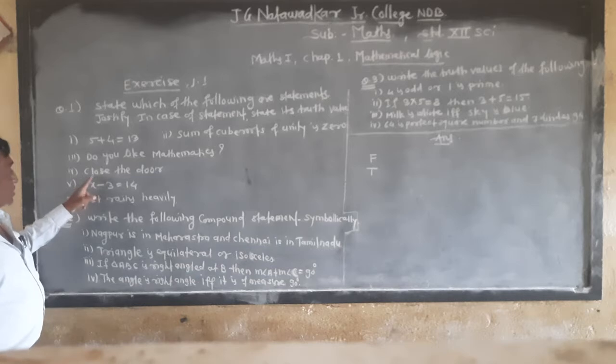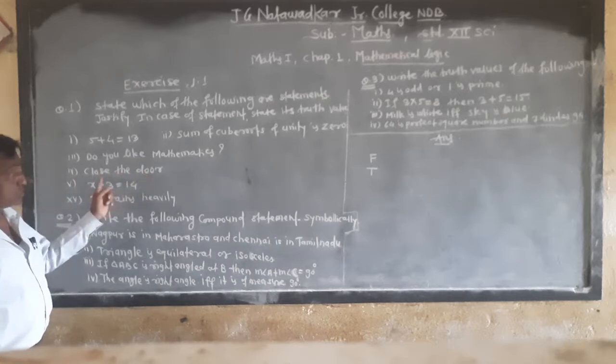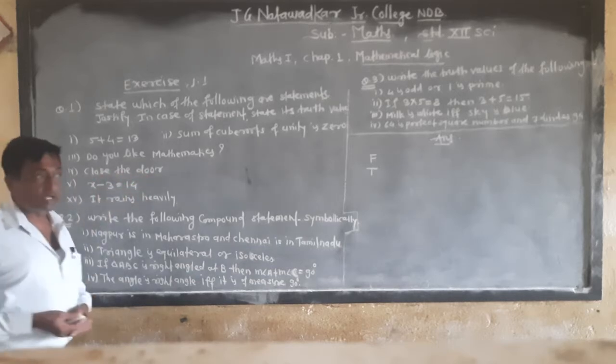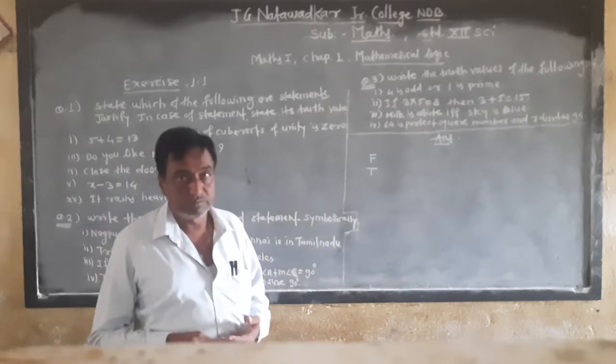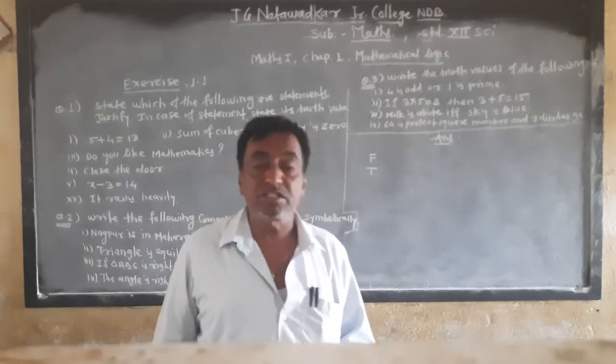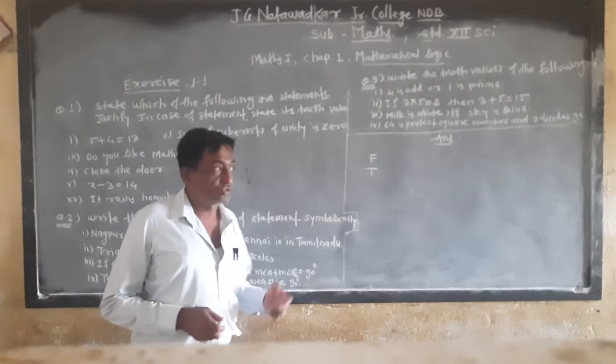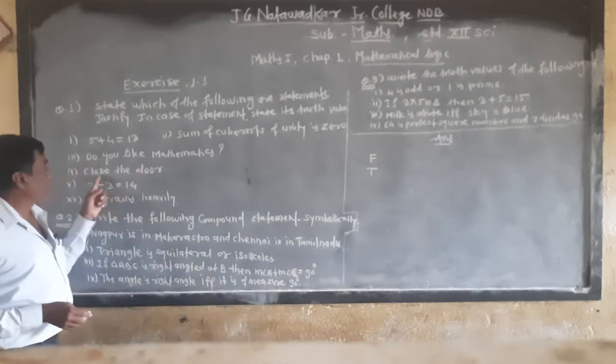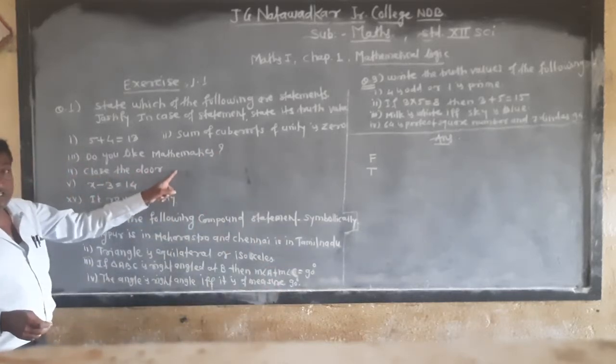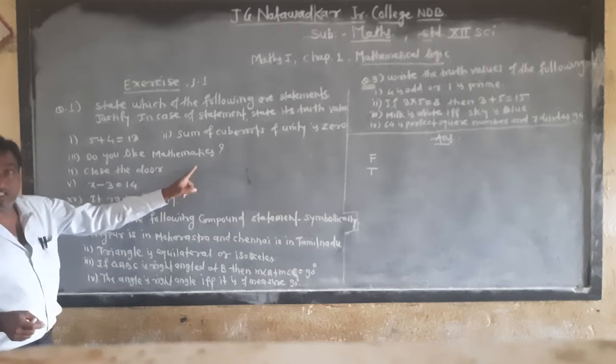After this, the next sentence is: close the door. This is an order, and order sentences are not statements. So this is also not a statement. You can write the answer here simply: the given sentence is not a statement.